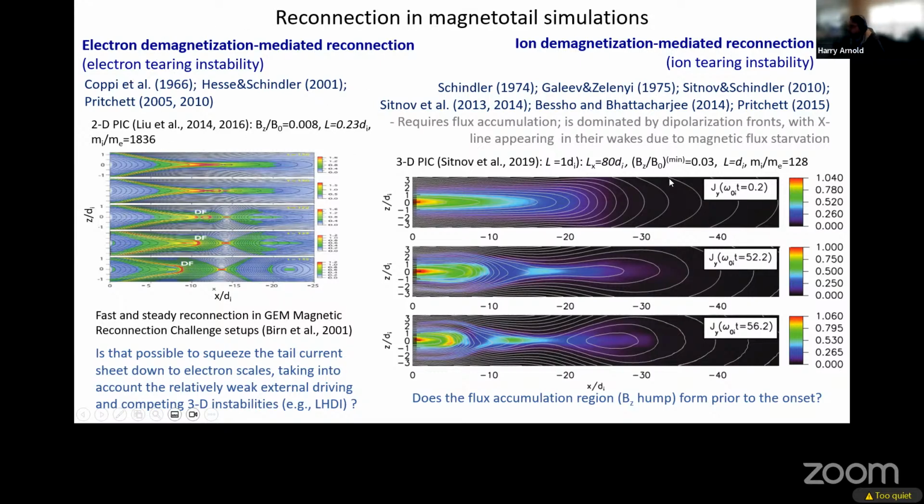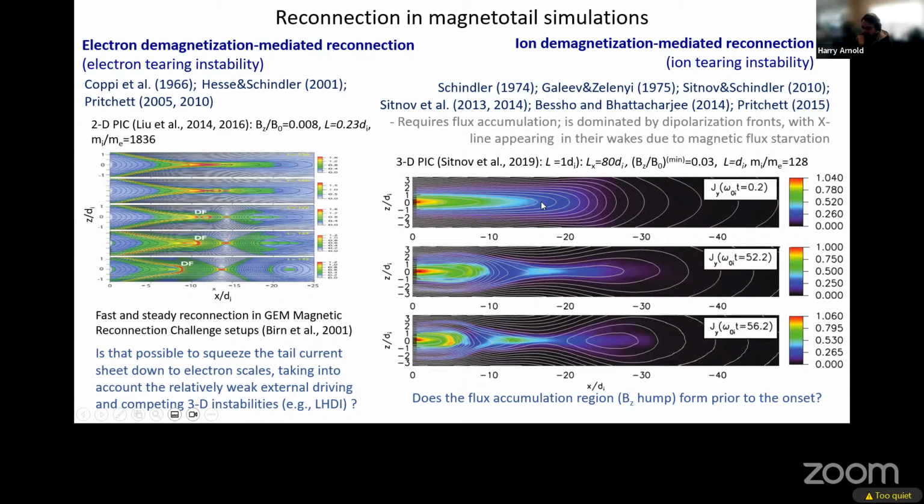The other one, which is a little weirder, is this ion demagnetization idea. Here, you don't have to squeeze the current sheet, so this can be more spontaneous. Instead, what you start off with is this accumulation of flux, or this BZ hump that I was talking about earlier.